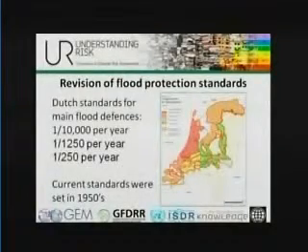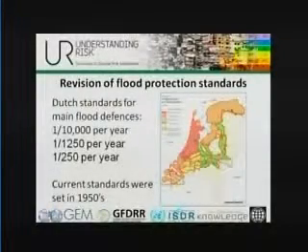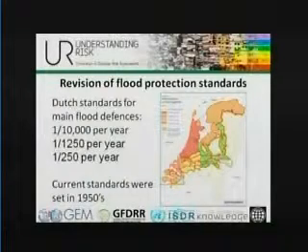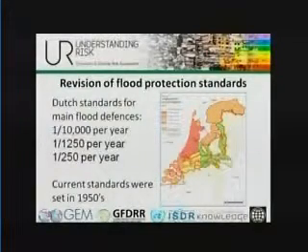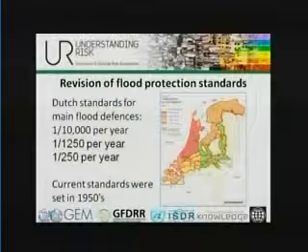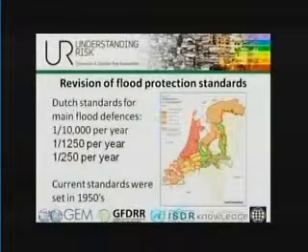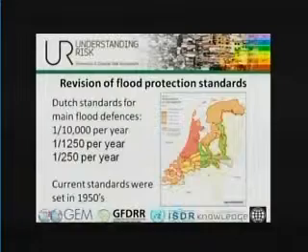In this respect, it's interesting that we are currently doing a project for the Dutch government, and that involves a revision of the flood protection standards in the Netherlands. Here you see a map of the Netherlands, and the dark red areas have a very high safety standard. The flood protection around those areas, so the dikes and embankments, should have a failure probability that must be lower than 1 in 10,000 per year. So basically we don't want floods to happen.